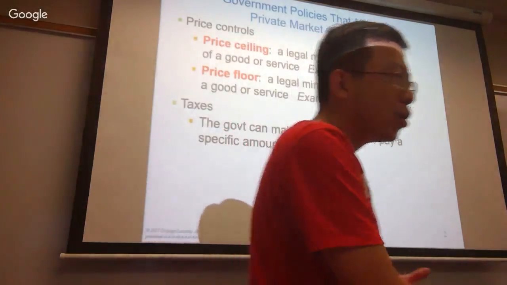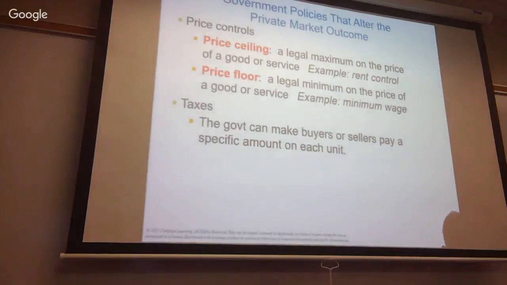For price control, we don't normally have it in the economy, but we do have it in some markets. Price controls are called the price ceiling or the price floor. A price ceiling is the legal maximum price consumers can pay for a good or service, and a price floor is the legal minimum that a company can charge you for a good or service. Again, we don't have this a lot, but we do have it in some markets.